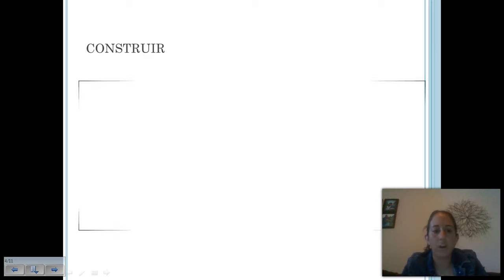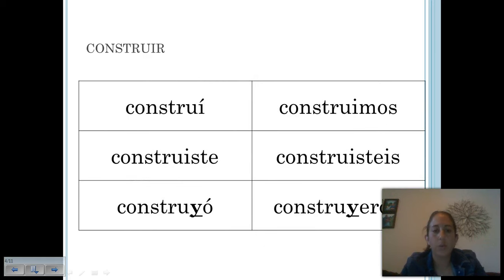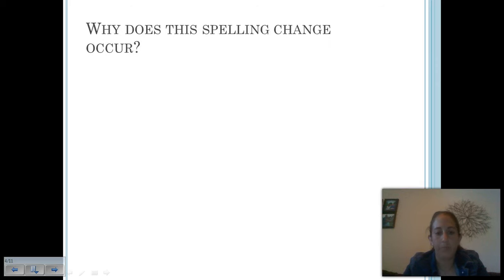Okay, let's look at another example. Construir is an example of a -uir verb. Here we go: construí, construiste, construyó, construimos, construisteis, and construyeron. Again, notice that our top four follow our same -ir conjugations: I with an accent in the yo form, -iste in the tú form, -imos in the nosotros form, and -isteis in the vosotros form. The only thing that changes is that I changes to a Y. Instead of construió, it's construyó, and construyeron with a Y instead of an I.